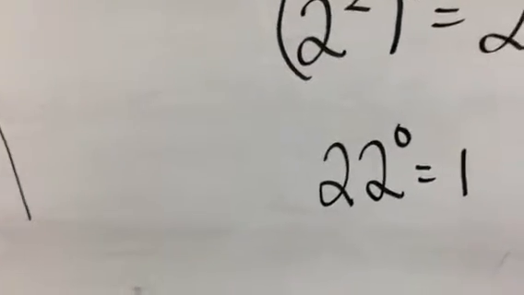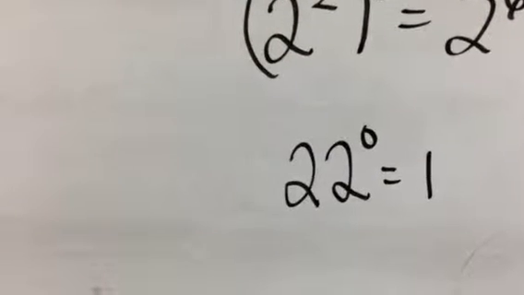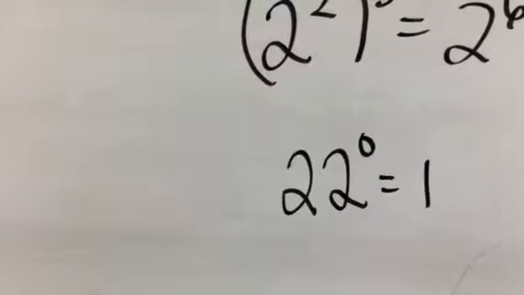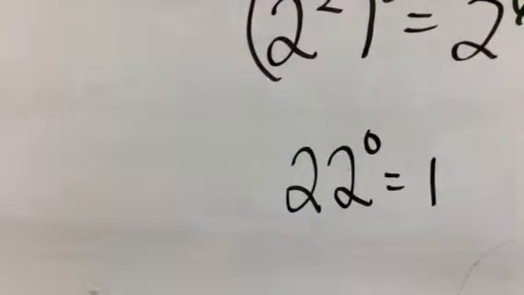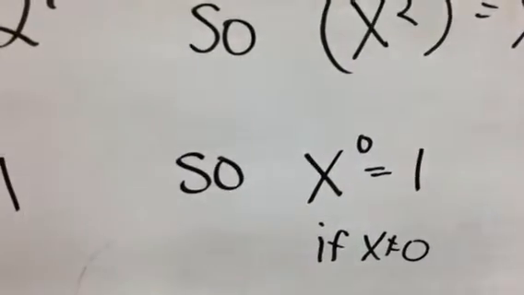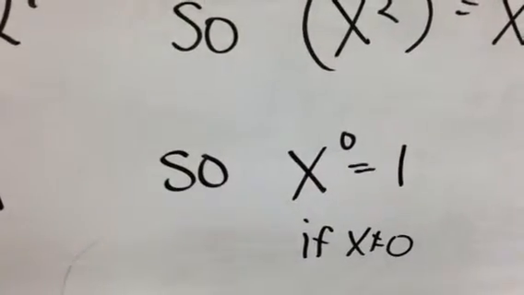So what about a number brought to the 0th power? Some of you guys forgot this on your quiz or your test. But anything to the 0 power just means 1. So there you go. X to the 0 equals 1 if x is not equal to 0, because 0 to the 0th power would be undefined.